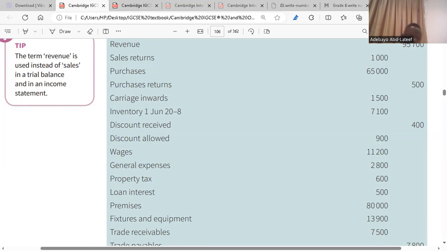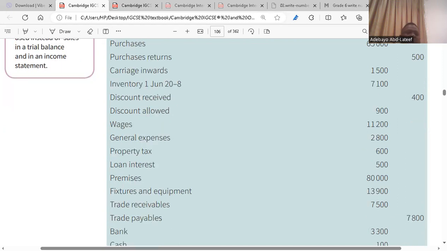Discount received and discount allowed are part of your profit or loss, not part of your trading account. Are you with me? You have discount received, you have discount allowed. Discount received is when you buy goods and you are given a certain discount. You add it to your profit or loss account. Discount allowed goes to your debit side because you are giving customers that. Do you get what I'm saying here?